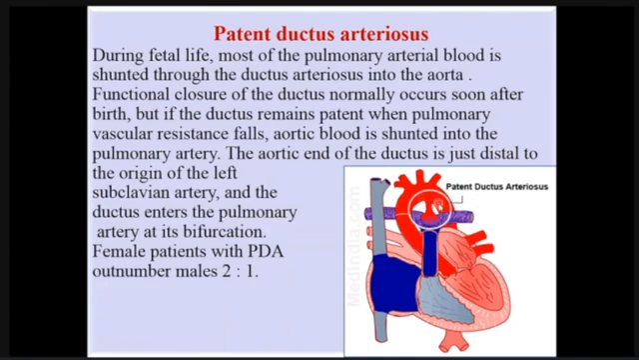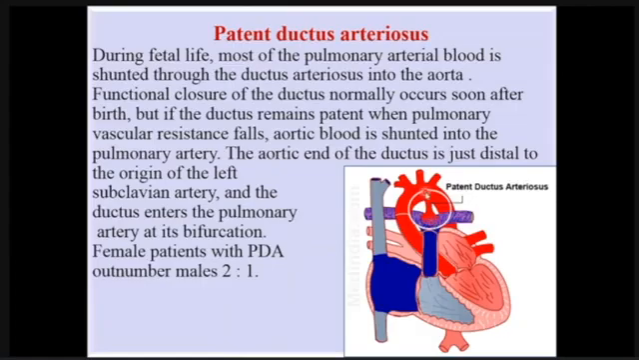After birth, the aortic pressure is higher than the pulmonary pressure, and in this case the blood will be shunted from the aorta into the pulmonary artery. In fetal life, it was the opposite. The pulmonary vascular resistance and pulmonary pressure were high compared with the aorta, and the blood was shunted from pulmonary to aorta. After birth, the opposite happens and the blood will be shunted from the aorta into the pulmonary arteries.